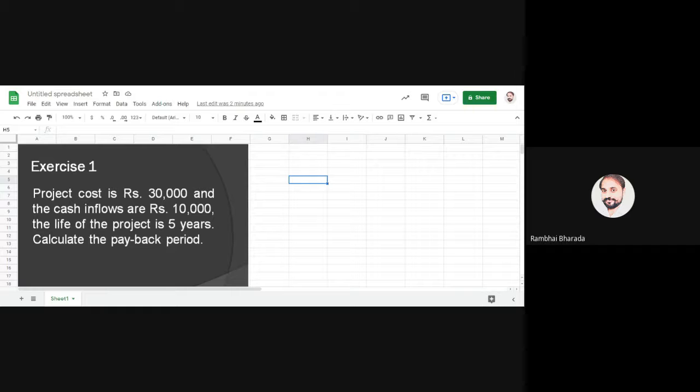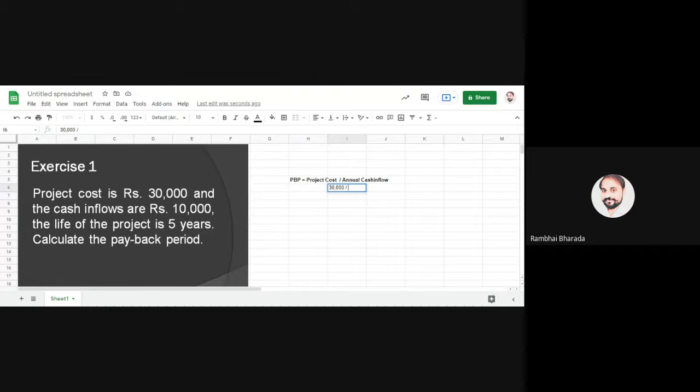And these techniques have two categories. First one is traditional and second one is modern. In the traditional methods, first we have the payback period. Shortly we know it as PBP, and PBP is equal to project cost upon annual cash inflow. This is the formula for the payback period, and according to this formula we have calculated this one.